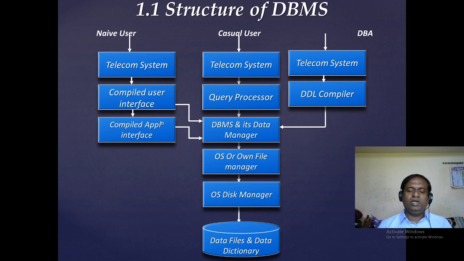Suppose when user executed the command select star from student, that command will be executed by query processor, passed on to data manager. Now data manager will ask file manager to look for the file called student, and file manager will take help of disk manager to search the file. Disk manager will search the file from the hard disk, pass it on to disk manager, and disk manager will pass it on to file manager. File manager will pass it on to data manager, and data manager will pass it on to user.